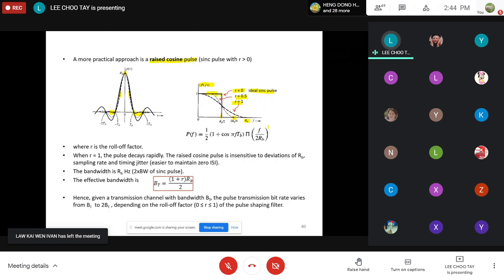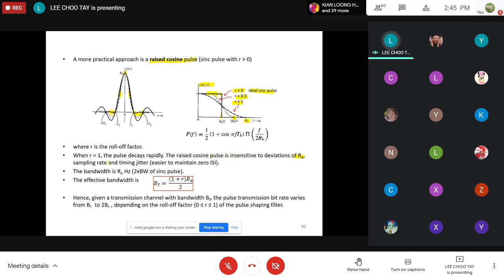So with raised cosine pulses, compared to sinc pulses, it's not as sensitive to deviation of the bit rate RB. Sometimes there is inconsistency or instability in the bit rate. It may give problems when you generate your sinc pulses. Whereas if you use a raised cosine pulse, it's not sensitive, so the slight variation in your bit rate is still tolerable.